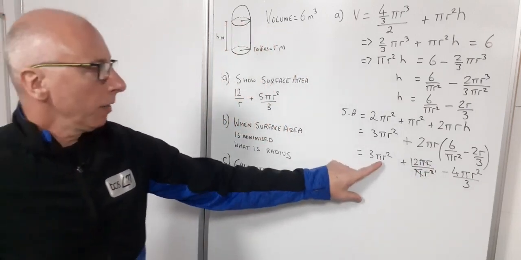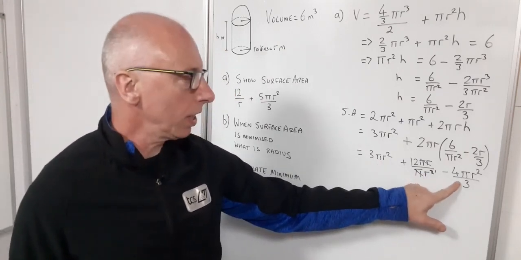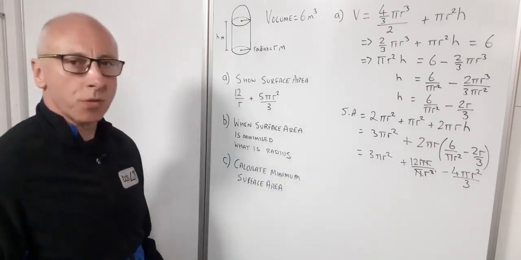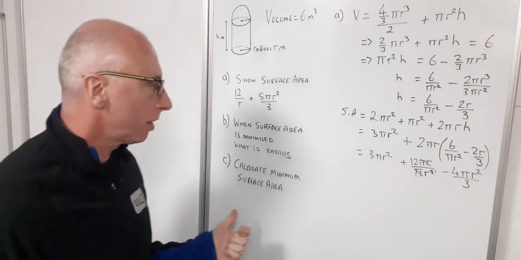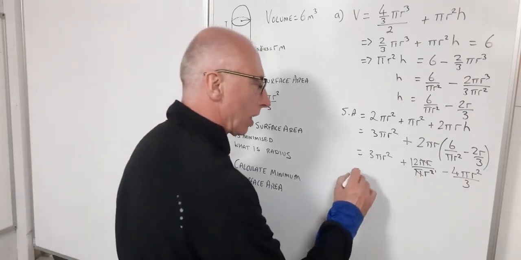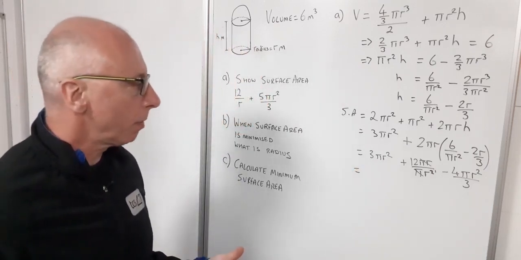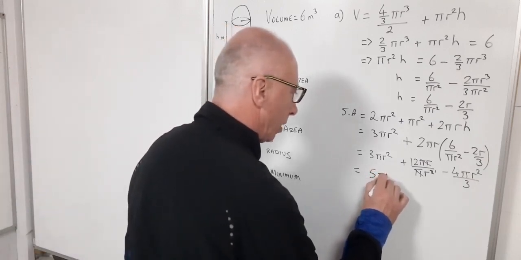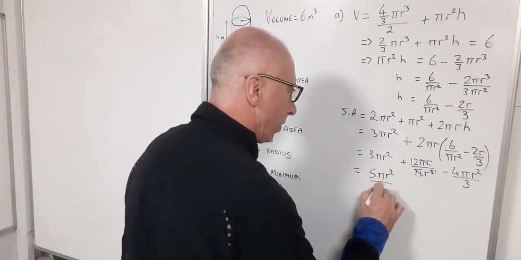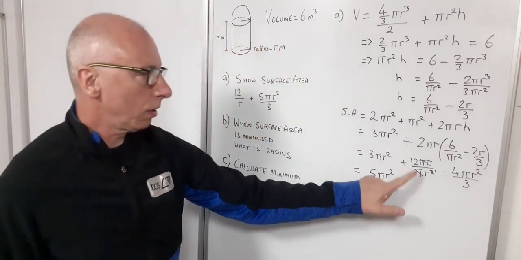Now looking here, pi r squared, I've got 3 here and minus 4/3 here. So if I do 3 minus 4/3, I can put these together because they're going to be like terms. 3 minus 4/3 is the same as 9/3 minus 4/3. So that's 5 pi r squared over 3, and then plus 12 over r.